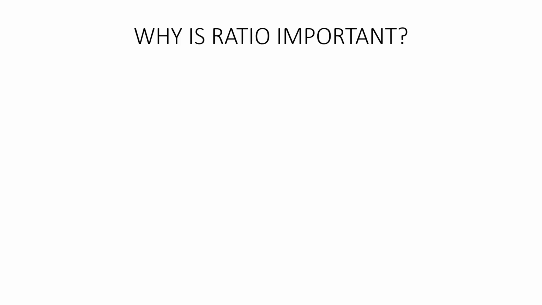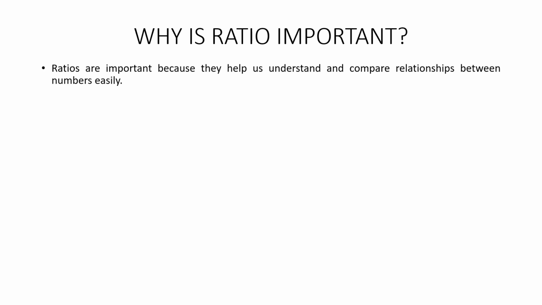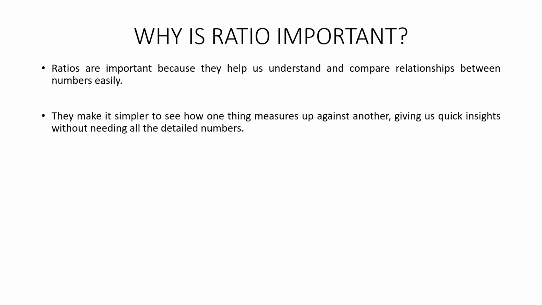Now you may ask me, why is ratio important? Ratios are important because they help us understand and compare relationships between numbers very easily. They make it simpler to see how one thing measures up against another, giving us quick insight without needing all the other detailed numbers. As simple as when we saw the image of oranges versus apples, we were able to quickly tell the ratio. That is exactly why ratio is important.